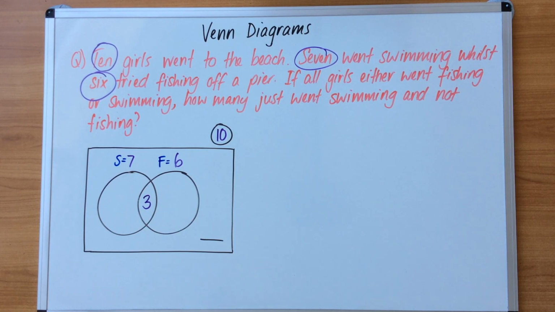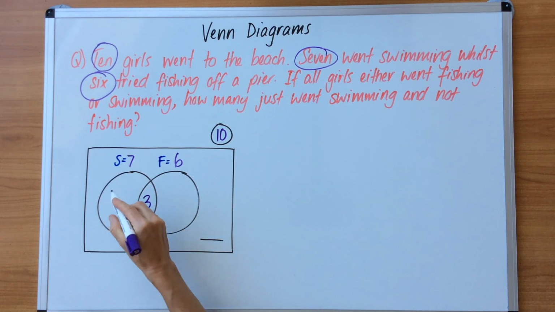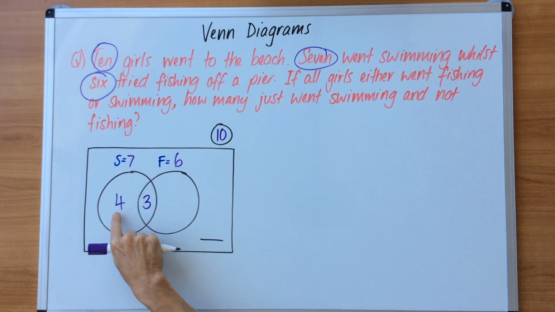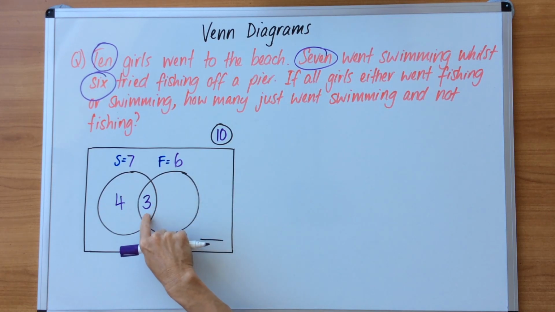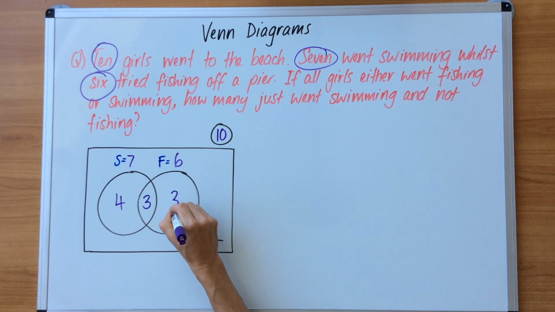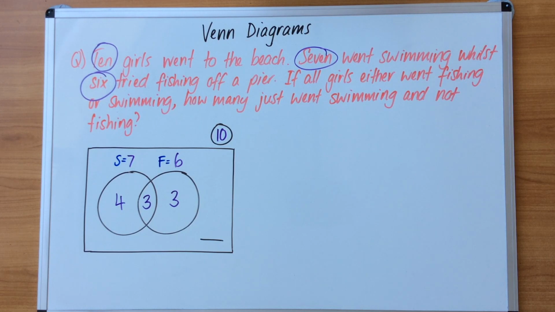To find out how many went swimming only, you calculate 7 swimming minus 3 that did both, and you get 4. That tells me that only 4 girls went swimming only. And to find out how many went fishing only, you calculate 6 fishing minus 3 who did both, and you get 3. Because the question doesn't tell me that there were girls that did nothing or neither, this outside here does not exist. There's no need for a number to go there.